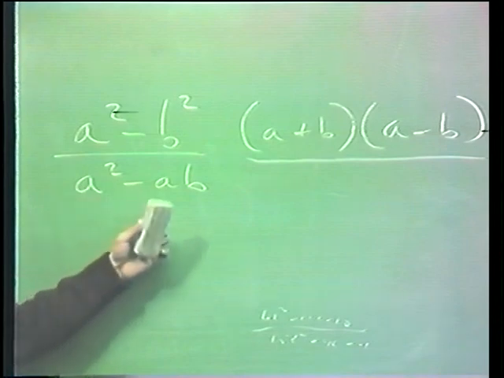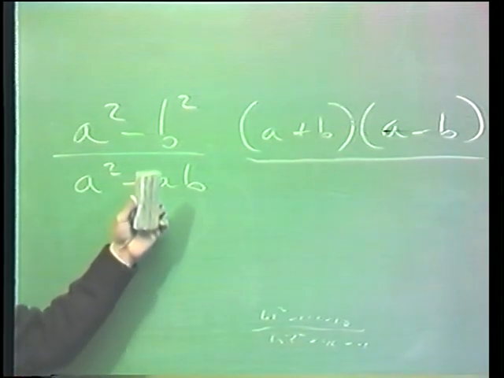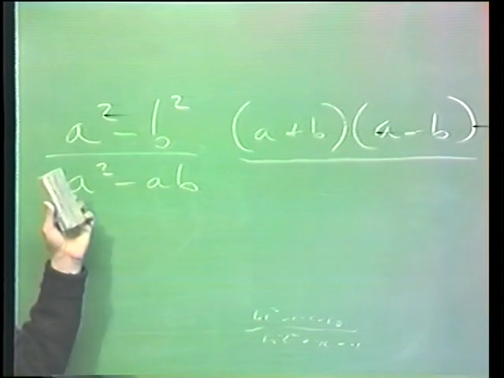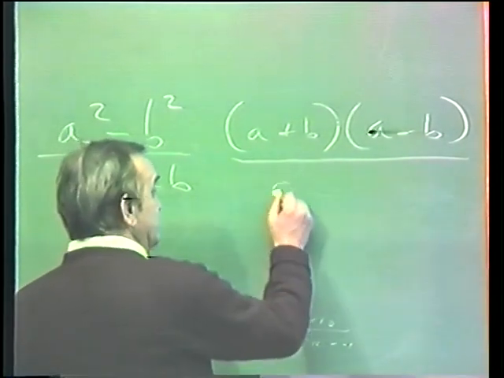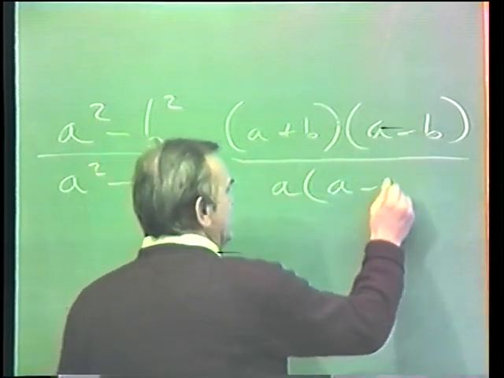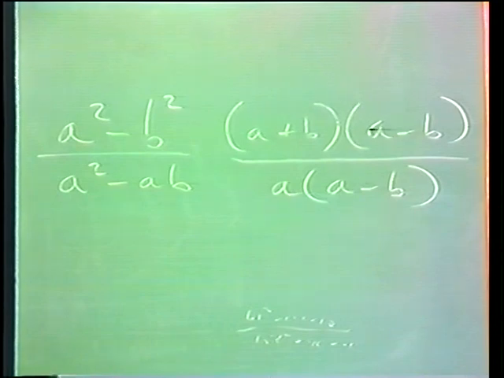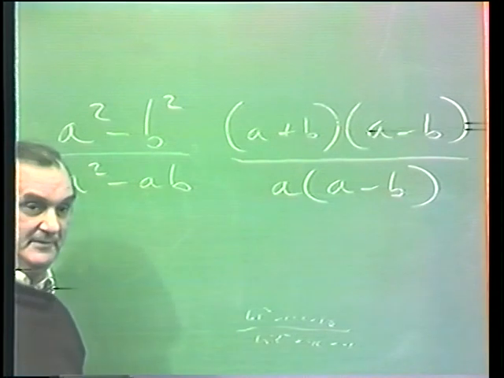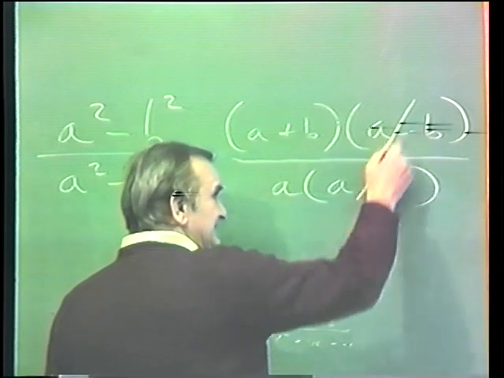Denominator. Again, it's a two-termer. First question, is there something common to both terms that we can take out? The answer is yes. We can extract an a. We extract an a, we have a times a quantity, a minus b. Now that we have it in factor form, we look for identical factors in numerator and denominator, because anything divided by itself is 1. This is a 1.